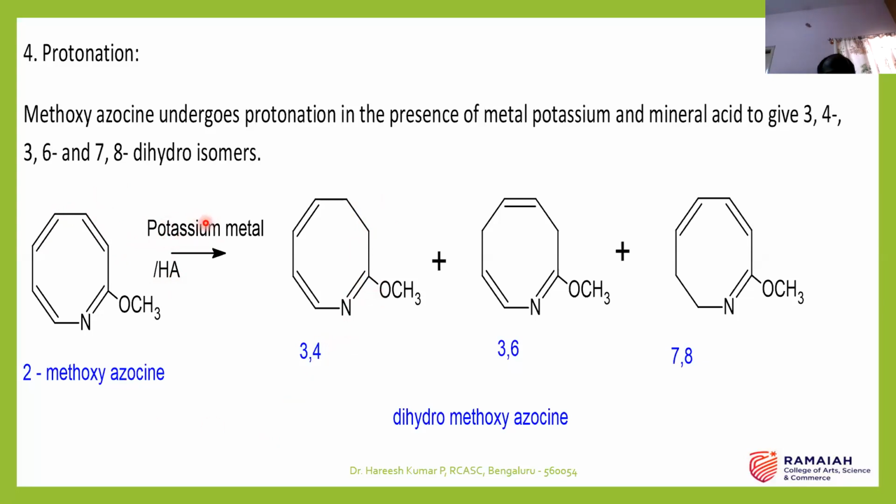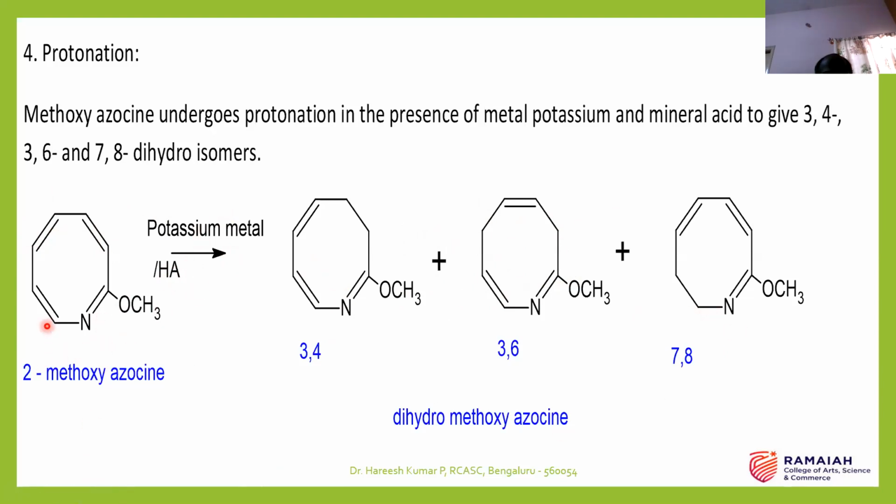Similarly, this potassium can give an electron to this carbon. What will happen when an electron is given to this carbon? This can come over here and this can fix a proton. Later on, one more potassium can give an electron, and that time it can pick up a proton and form a CH bond here. That is how 3,6-dihydroazocine is obtained.